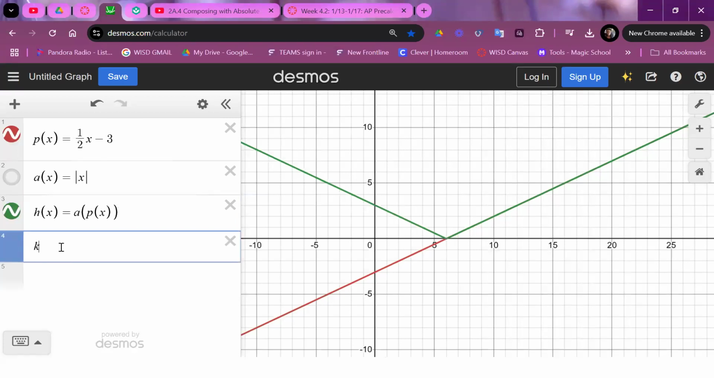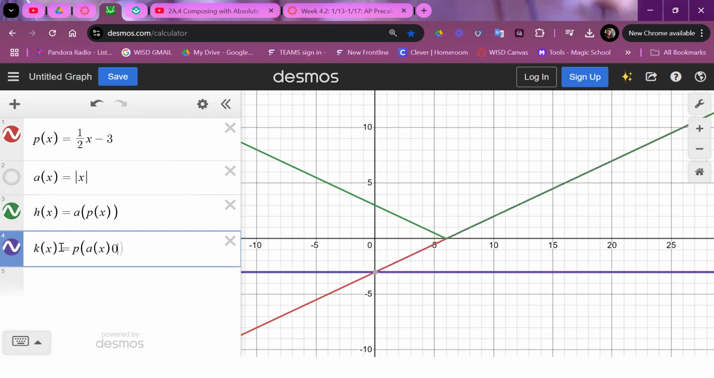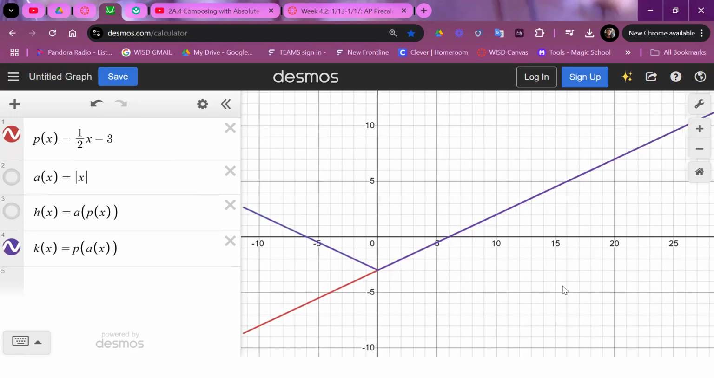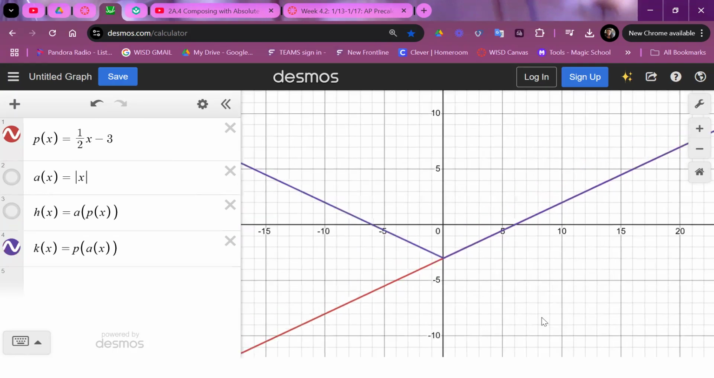So we have K of X equals, and this time we have P of A of X. Oh, they need to put a 0. Okay, I'm going to hide the green one so we can focus on what took place. What happened this time when we plugged in absolute value into our linear function?